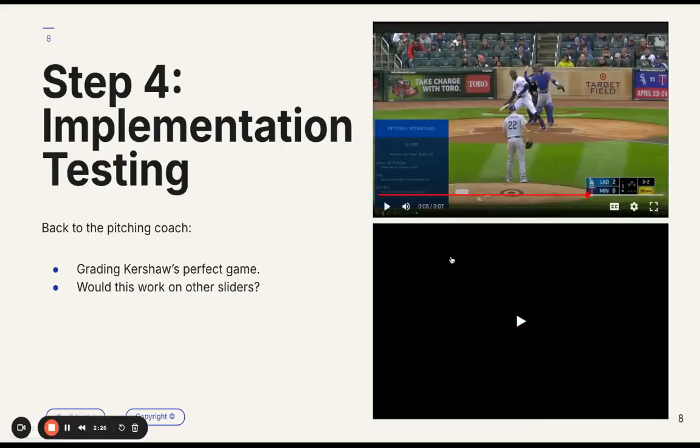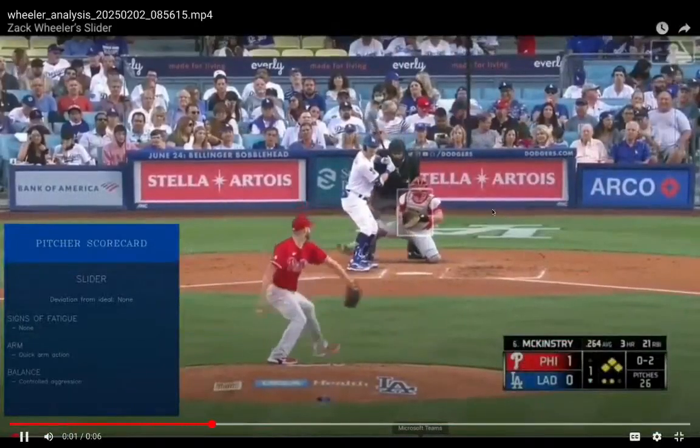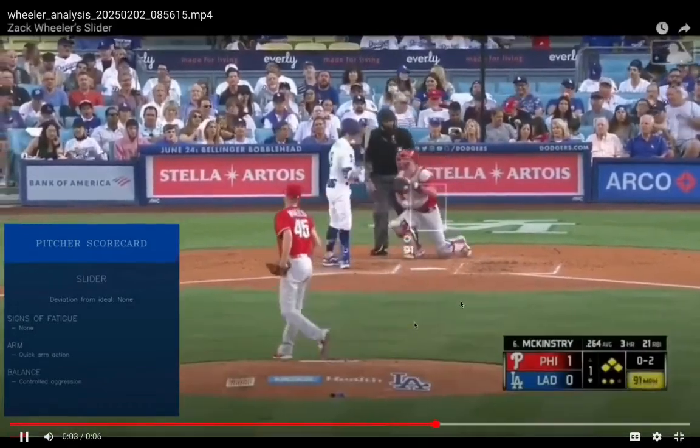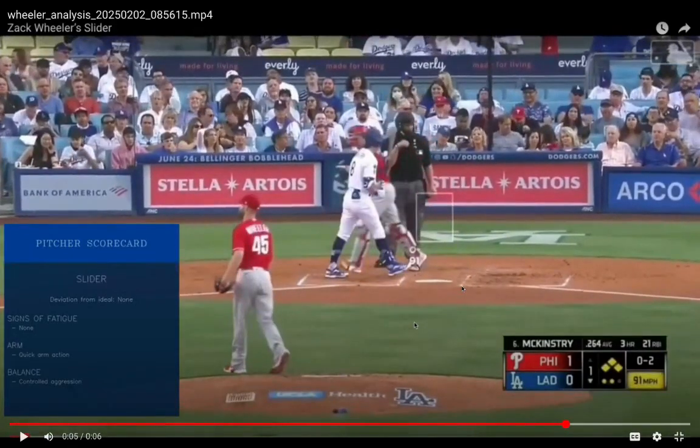He then wanted me to take the model and on the spot apply it to a pitcher that he knew had a great slider to see if it would work. So we took it to Zach Wheeler here in 2021 in the first inning. We configured it to Zach Wheeler's preferences, and we see that he was throwing his ideal slider here, which makes a lot of sense considering this was a highlight video.